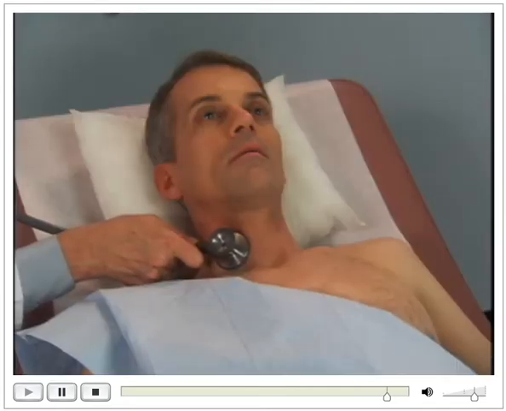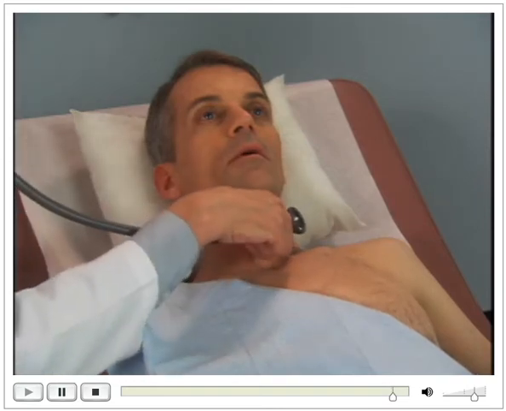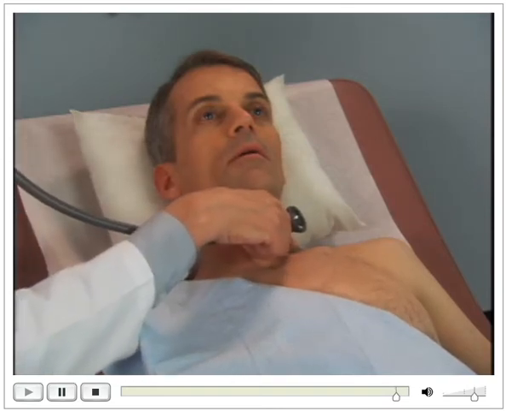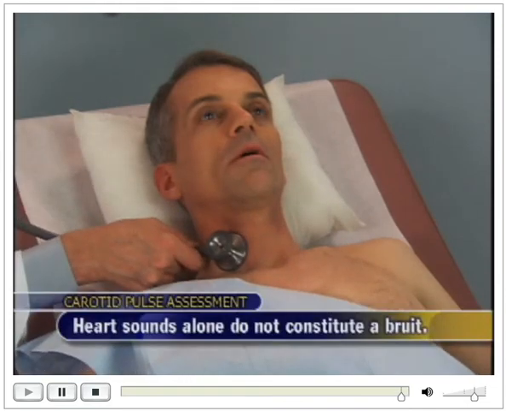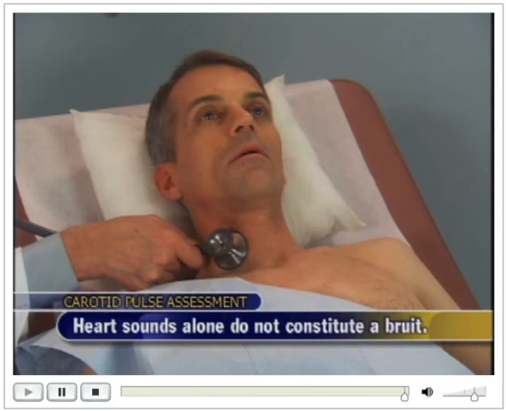You should also listen for bruits over the carotid arteries if the patient is middle-aged or elderly, or if you suspect cerebrovascular disease. Note that heart sounds alone do not constitute a bruit.